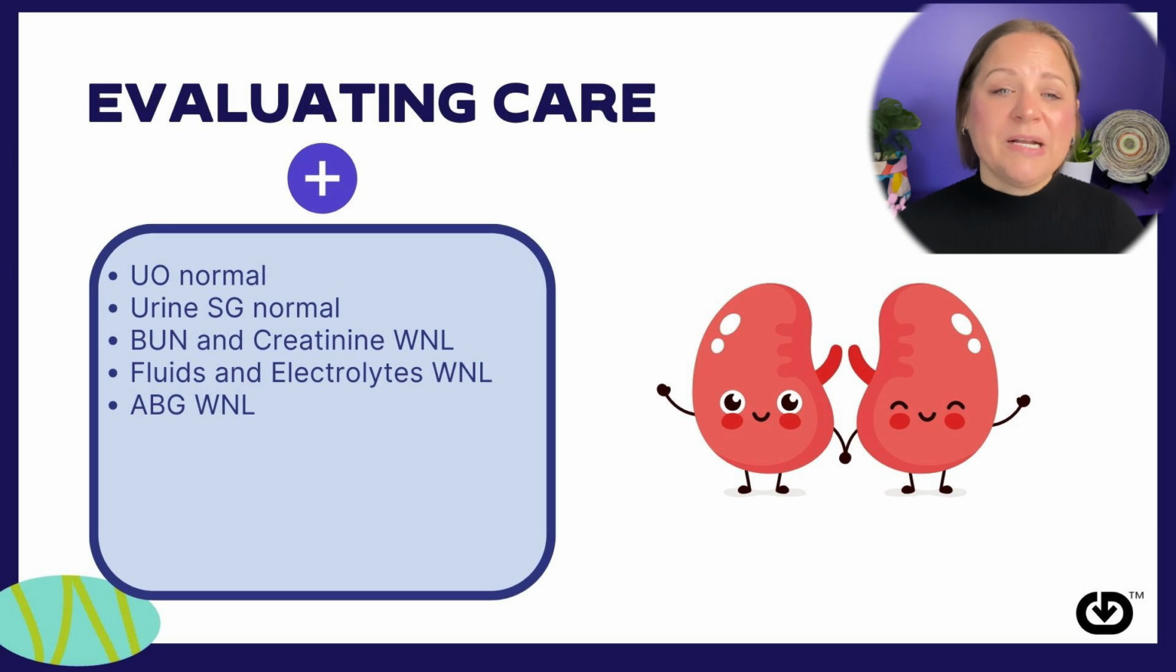And finally, we want to talk about evaluating care. So if you have a patient with acute kidney injury, how do you know if they're improving or if they're getting worse? Let's talk about improving first. So signs of healthy kidneys that are improving would show a normal urine output, a normal specific gravity of their urine. Their BUN and creatinine and GFR would all be within normal limits. Their fluid and electrolytes would be well balanced, and their ABG would be within normal limits.